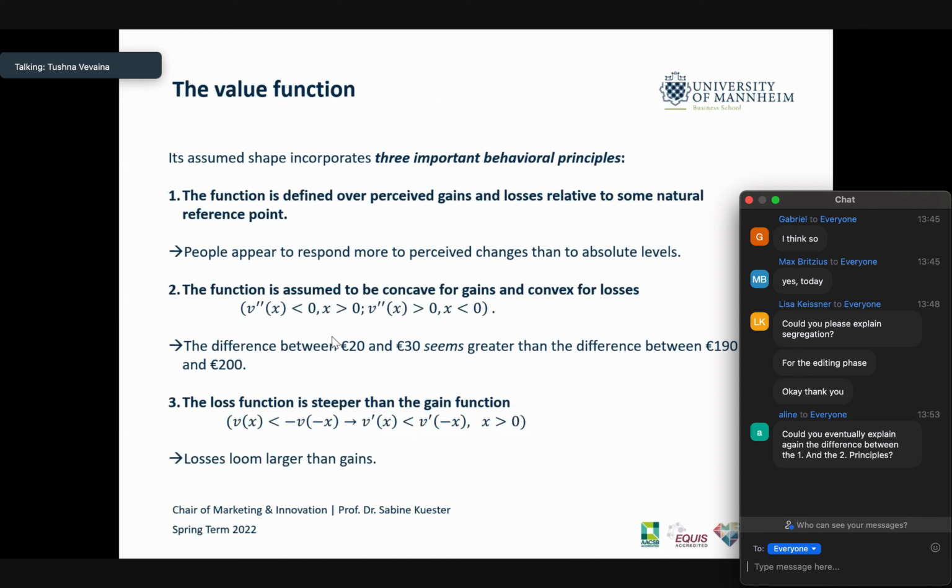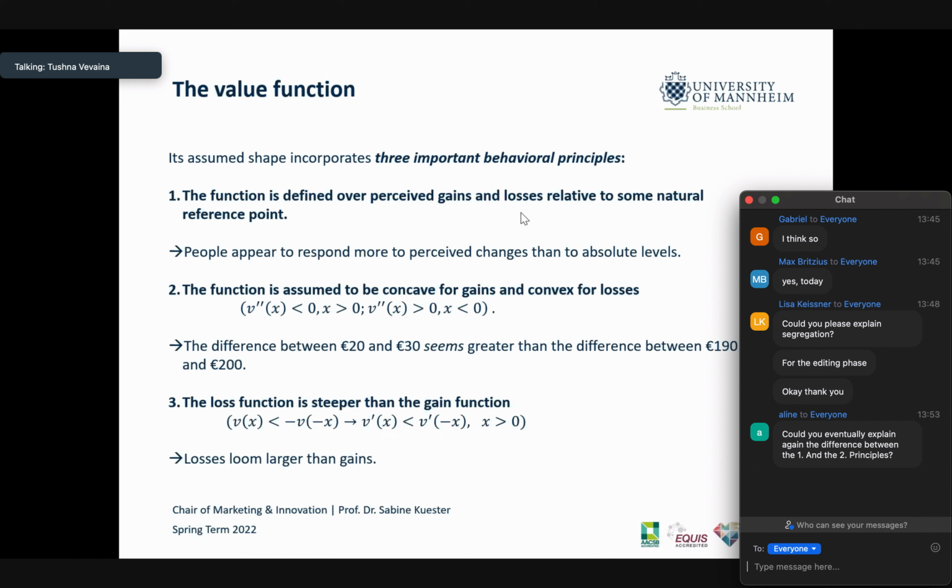So this is what I'm assuming you're confused about. These are basically behavioral principles. Your first one says the function is defined over perceived gains and losses relative to some natural reference point. This reference point is generally given in prospect theory. What they are trying to say is we are reacting to the perceived changes. For example, it may seem like a loss of 10 euros when you have 20 versus 30 is greater than 190 versus 200. Here the point that we are making is about the reference point.